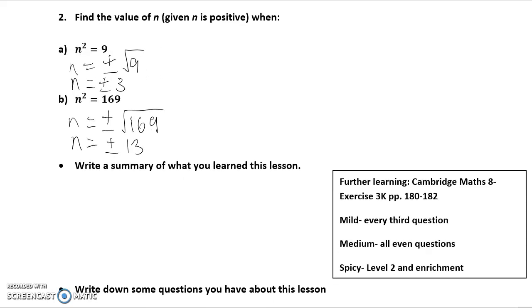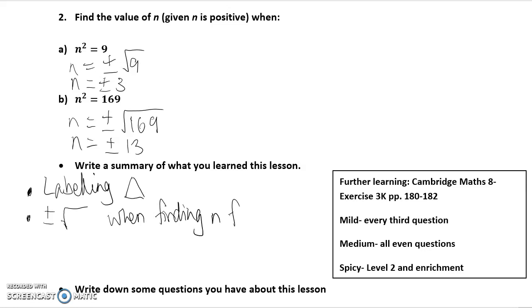So in your summary, you'll want to write down some of these points. We've talked about labeling triangles. We've talked about remembering to take the plus or minus square root when finding n from n squared. Remembering types of triangles. And making sure that you know what the hypotenuse is.